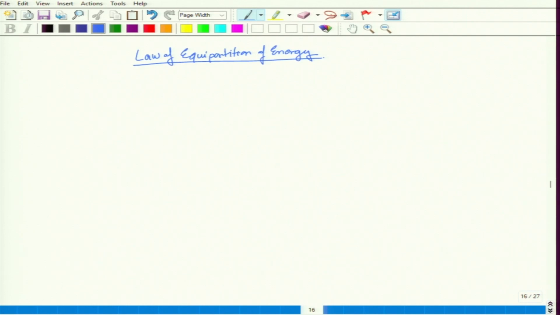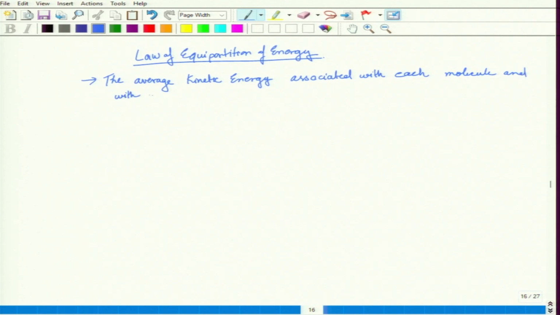What it states is that, according to this, the average kinetic energy associated with each molecule and with each degree of freedom is half kT. And what is k? k is the Boltzmann constant.